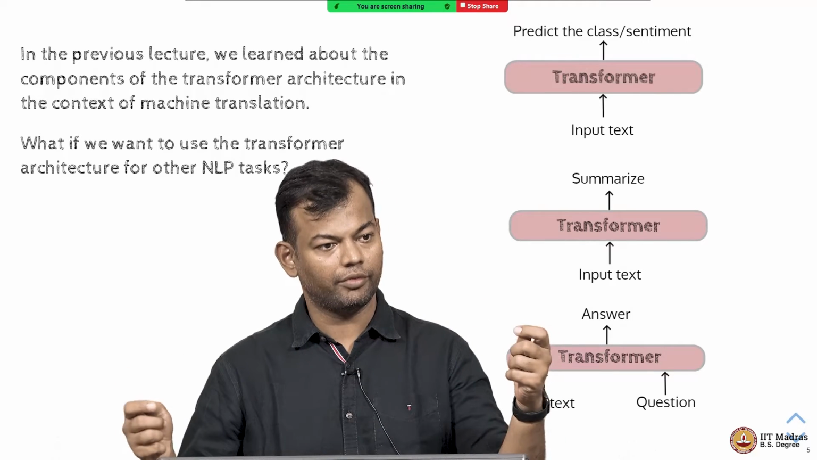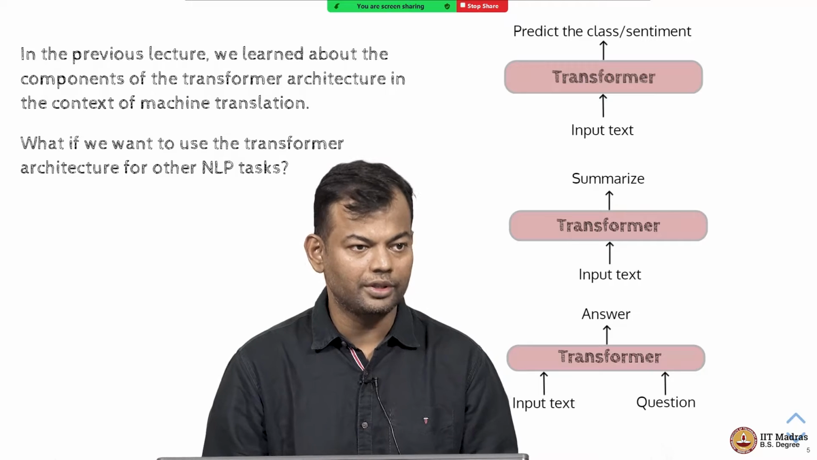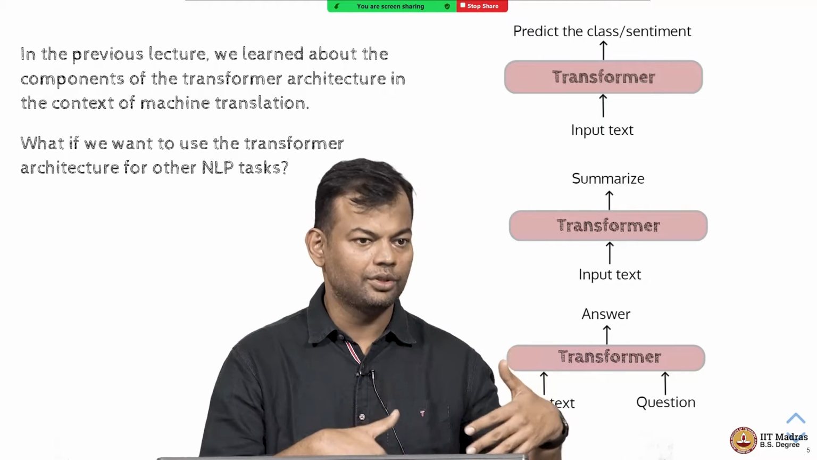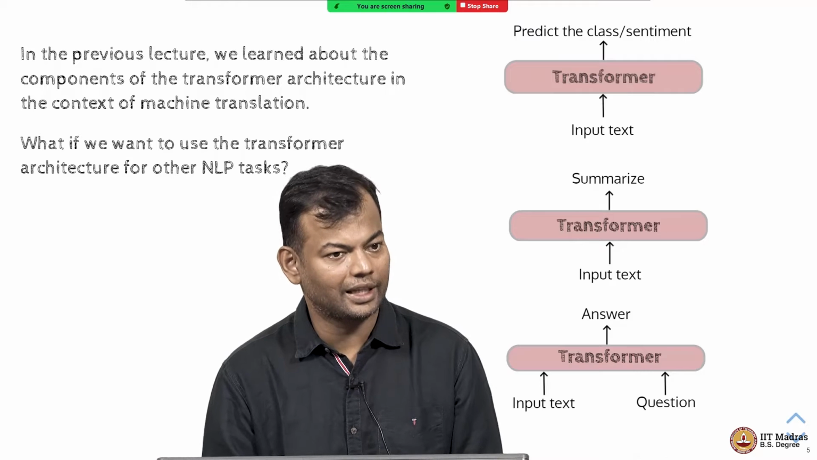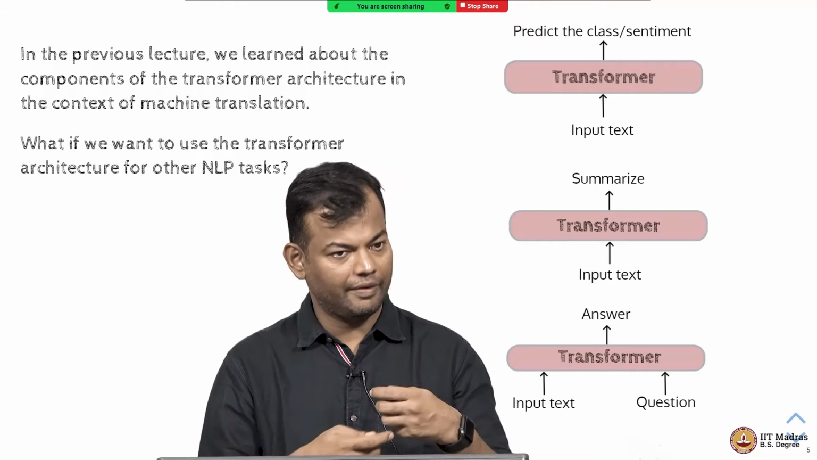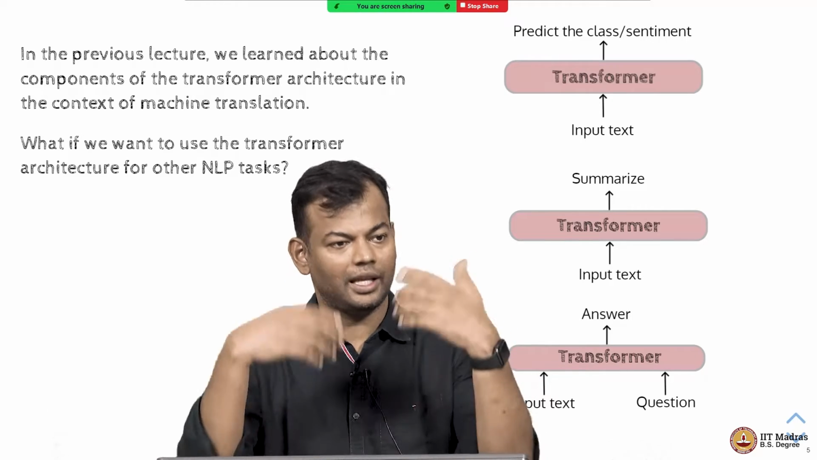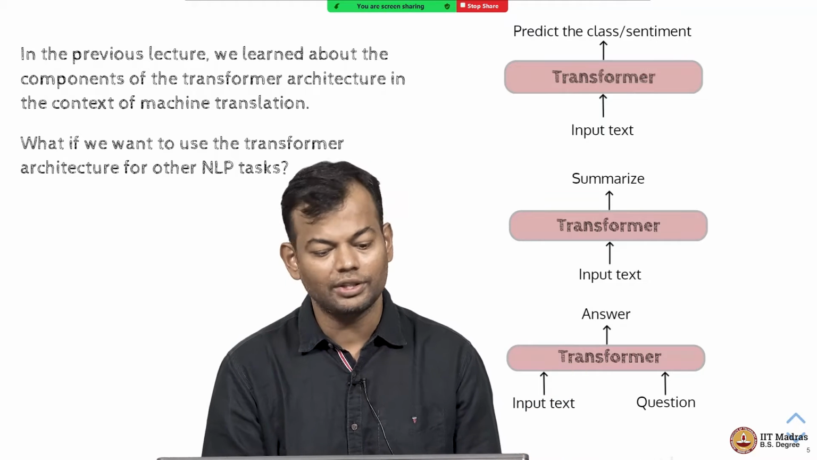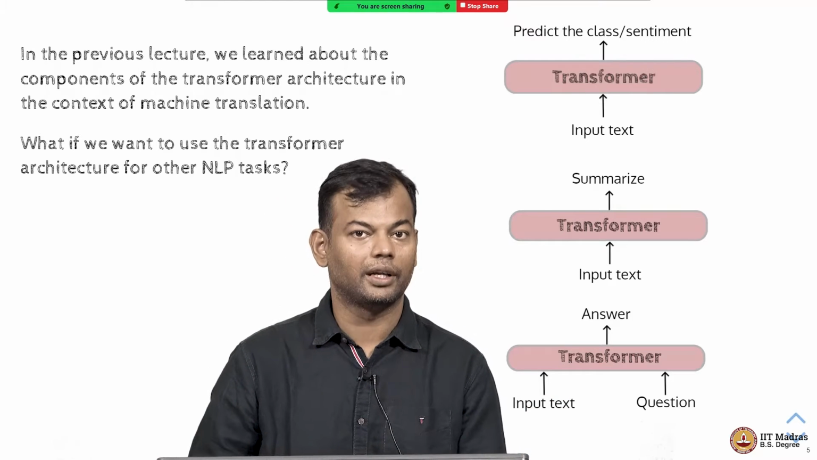So the input is a sequence of words and the output is also a sequence of words, and that's exactly what we had in translation. The input was a sequence of words in one language and the output was a sequence of words in another language. Whereas in summarization, you have a sequence of words in the same language and the output also is a sequence of words in the same language, right? Unless you're doing cross-lingual summarization, which we are not talking about right now.